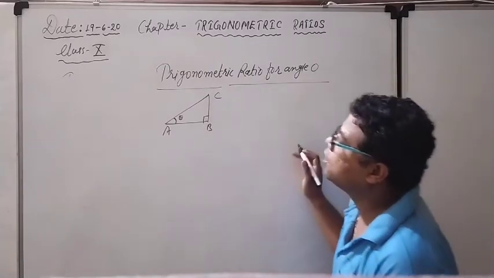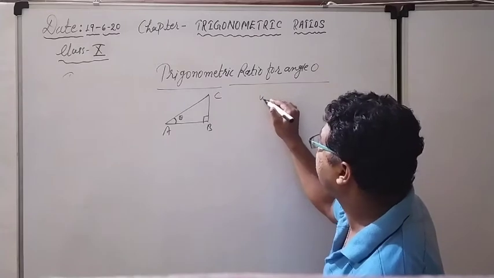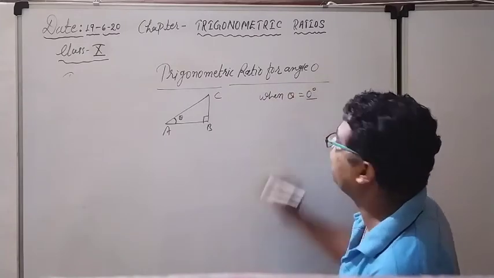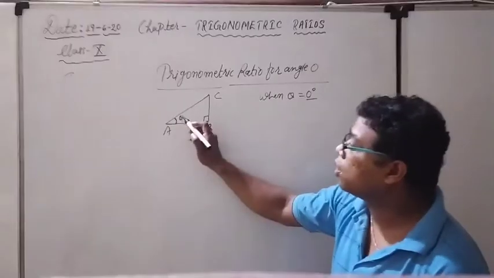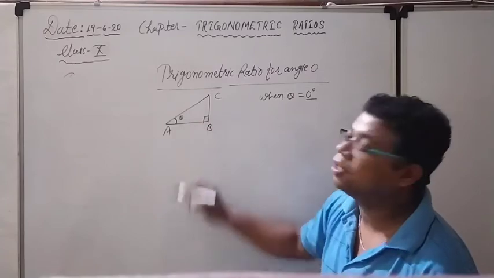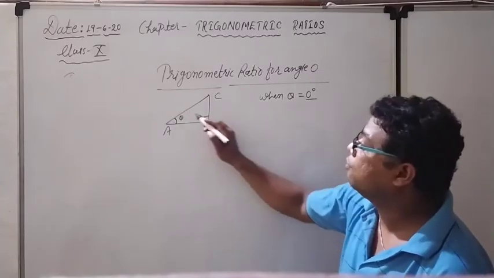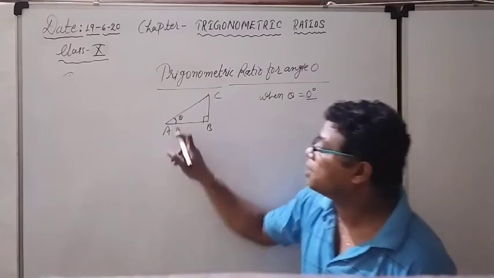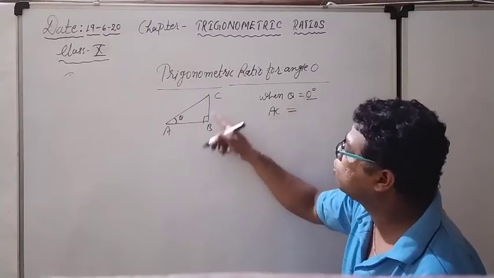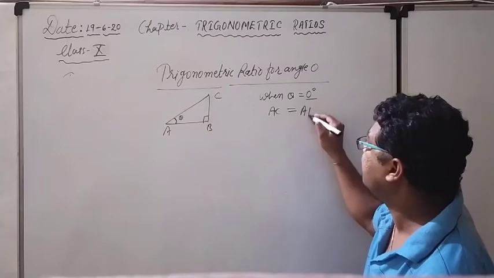So what I have to consider, when theta is equal to 0 degree. 0 degree means, what I mean to say, how will this particular angle theta be 0 degree? It will be 0 degree when this AC is equal to the AB.